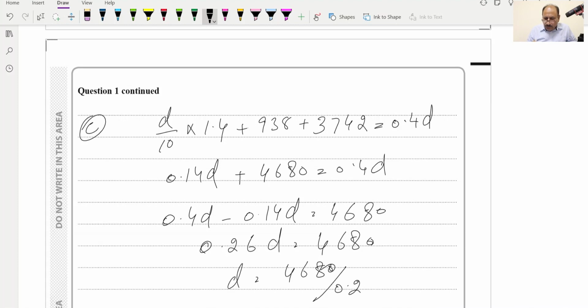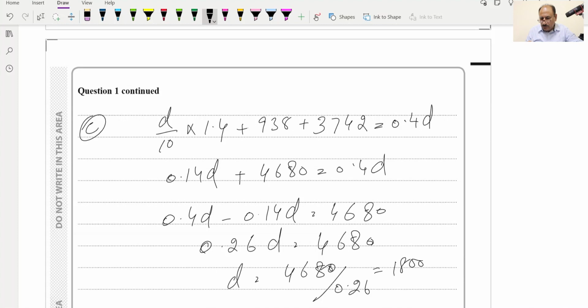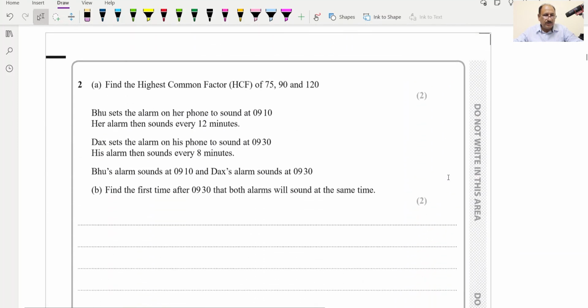4680 divided by 0.26 is equal to 18,000. So this is equal to 18,000 kilometers. This will be our answer for this part. Hopefully you understood this. Now we can move to question number 2.